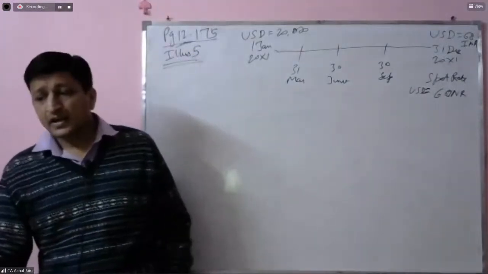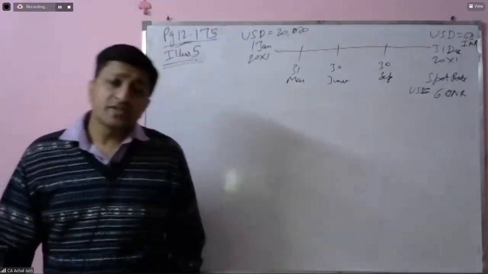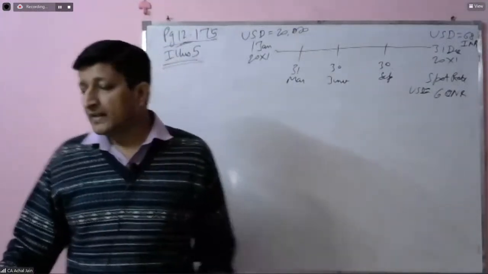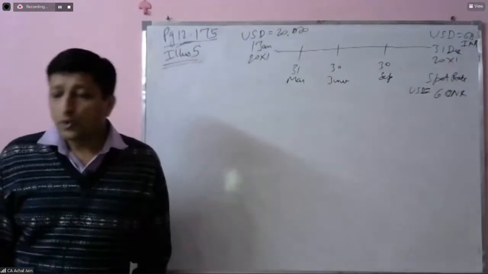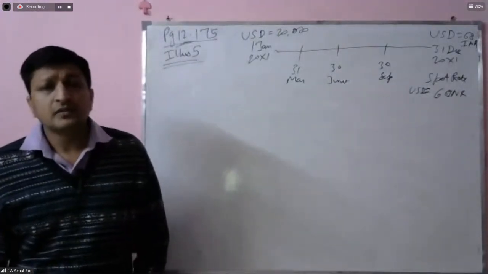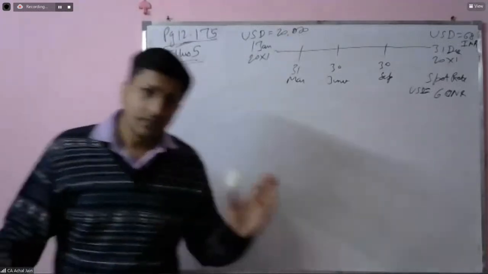Third, will it be settled at a future date? Yes. So what do we say? That this is definitely a derivative. So the written put option is a derivative as per Ind AS 109. Correct? Clear? Okay.